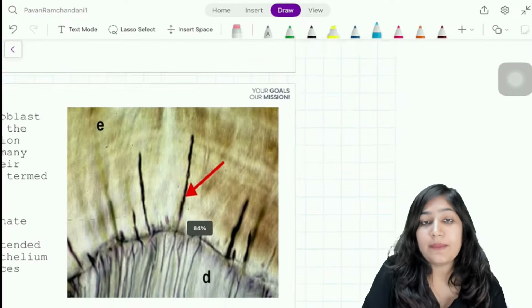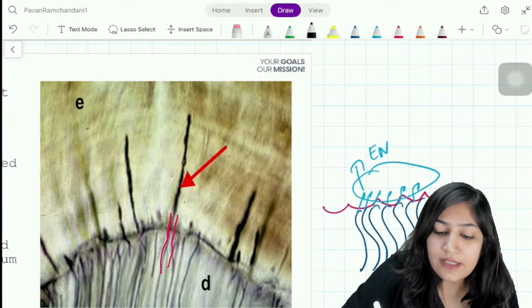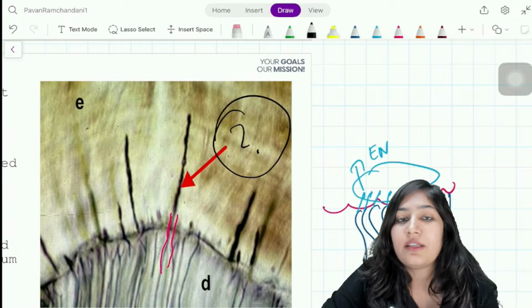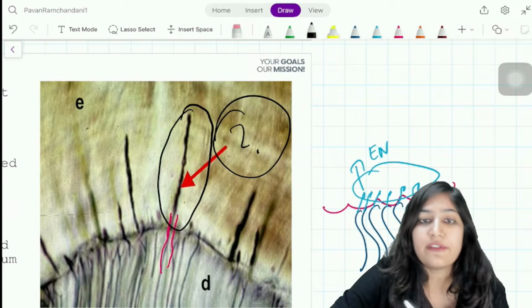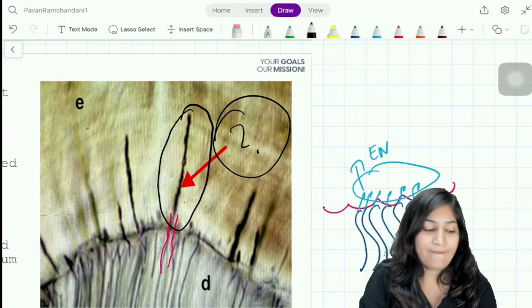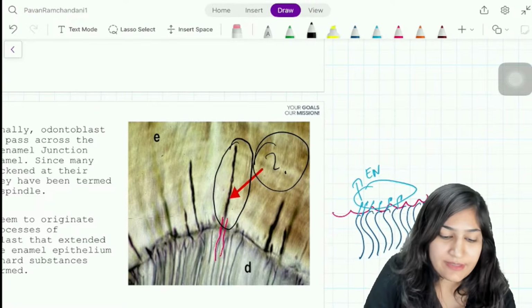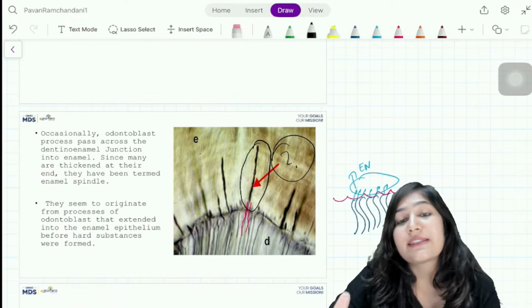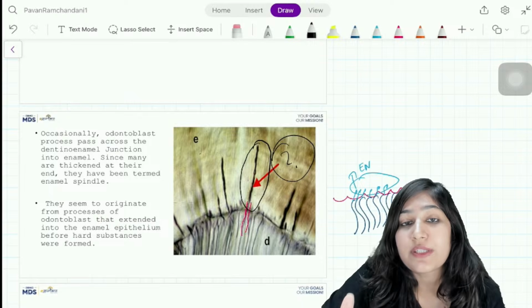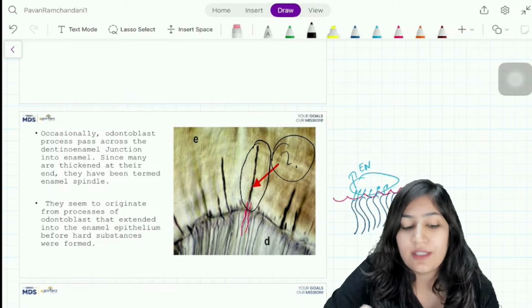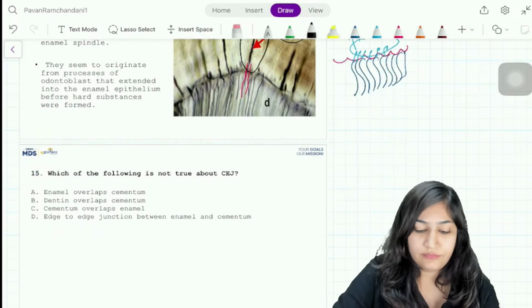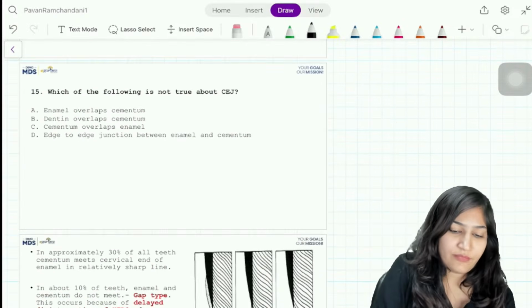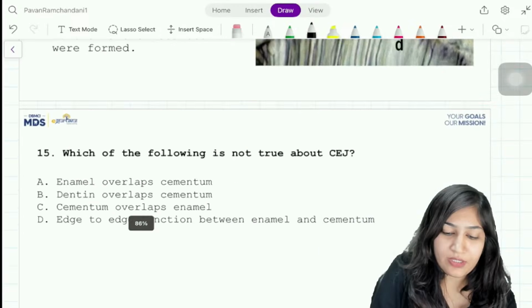So you can be asked an image-based question also. Identify the structure marked with an arrow in the given image. So this structure is our enamel spindle. Mainly they are extensions of odontoblastic process in enamel crossing the dentino-enamel junction. Okay, so all of you are correct here.